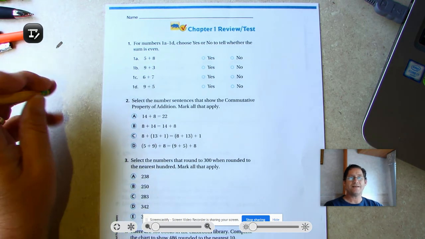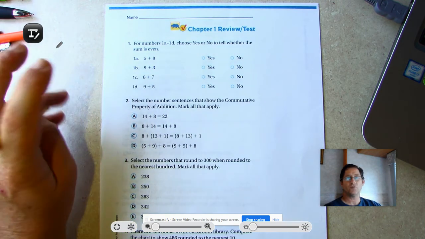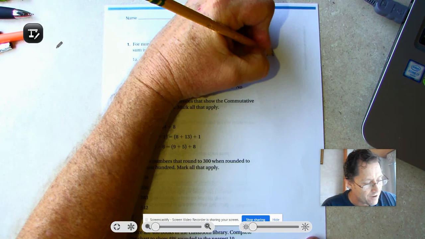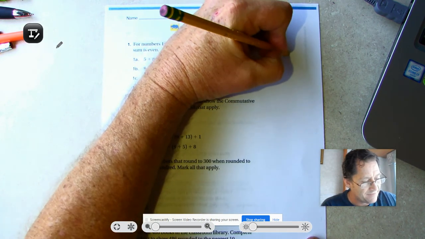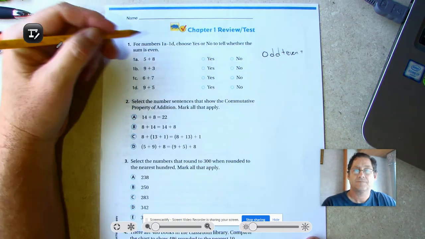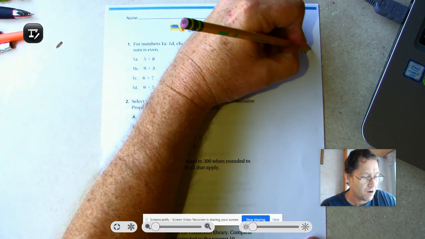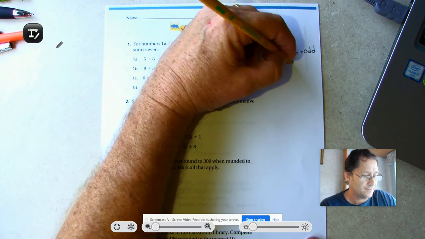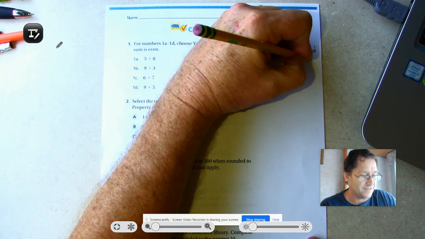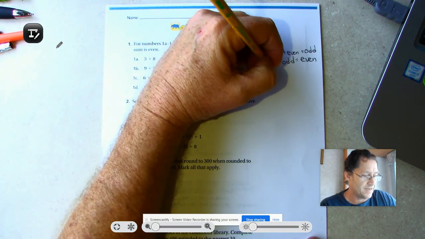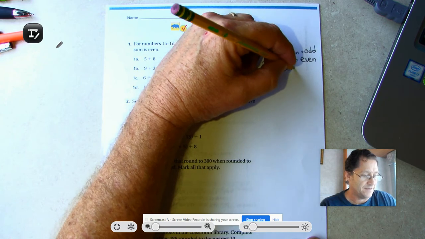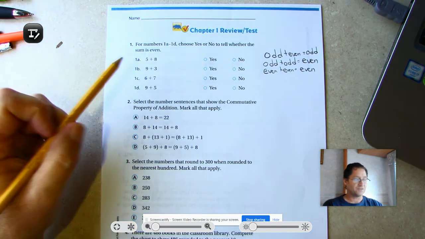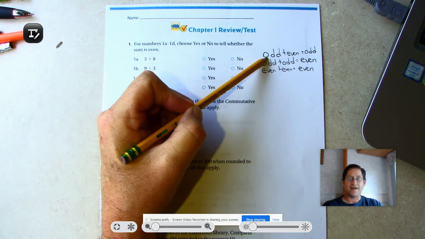All right, for numbers 1a through 1d, choose yes or no to tell whether the sum is even. Now, remember, if I have odd plus even, my sum will be odd. Odd plus odd will equal an even sum. And even plus even will equal even.